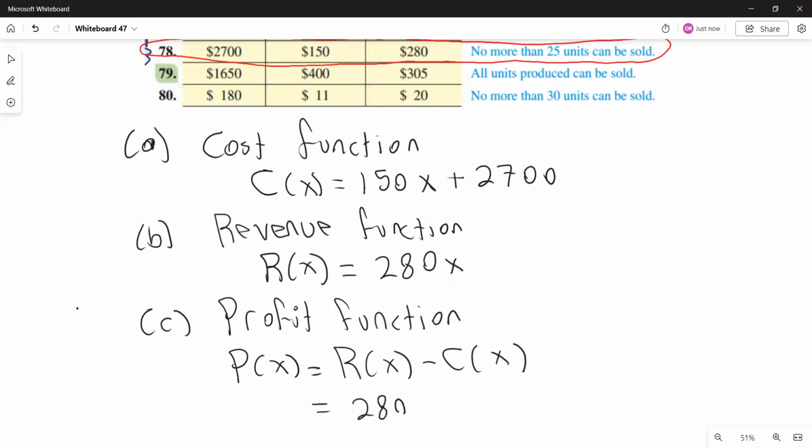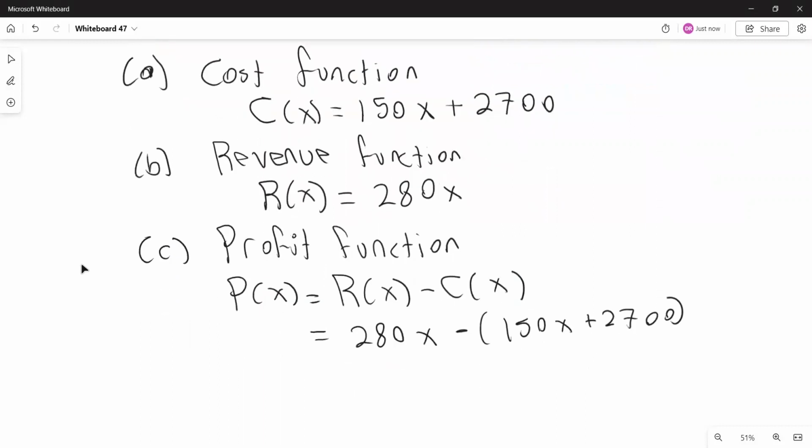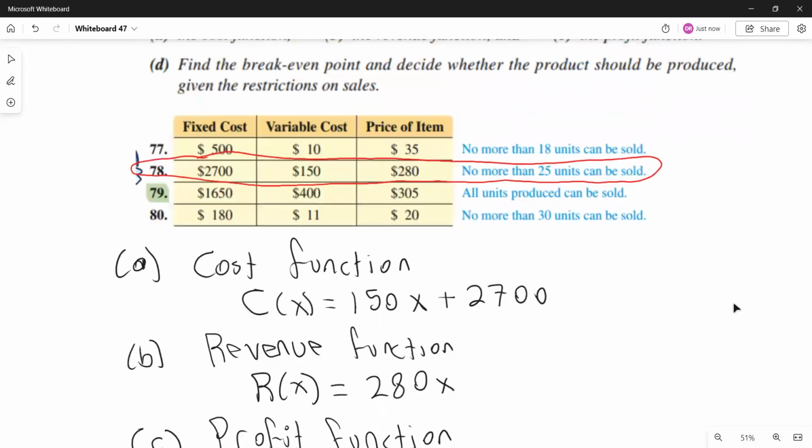This is 280X minus 150X plus 2,700. Okay, so that's P of X. The profit is then 280X minus 150X, which is 130X, and then minus 2,700. So we have the cost, the revenue, and the profit. And they are asking us for the break-even point and to decide whether the product should be produced given the restriction on sales.